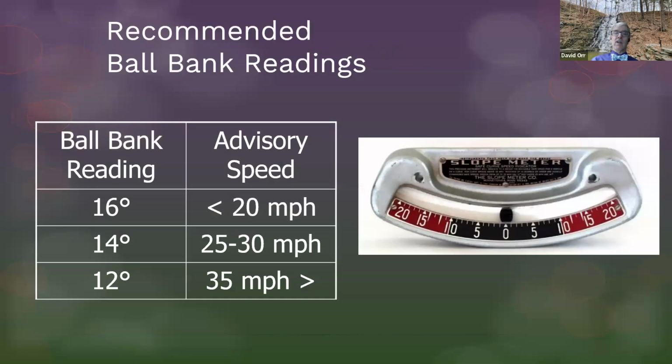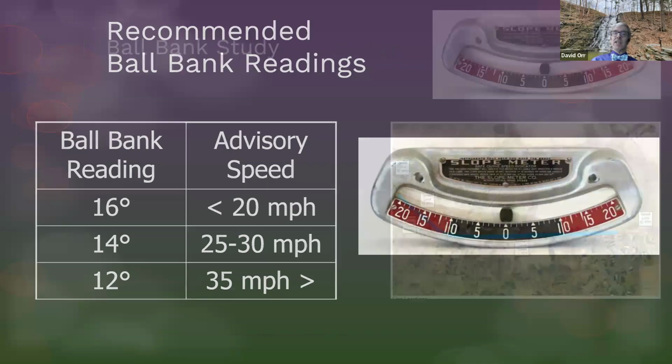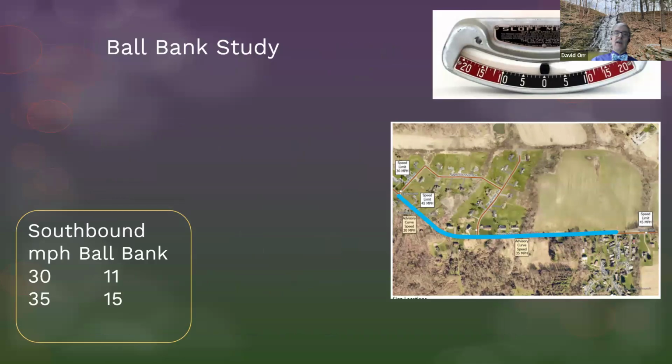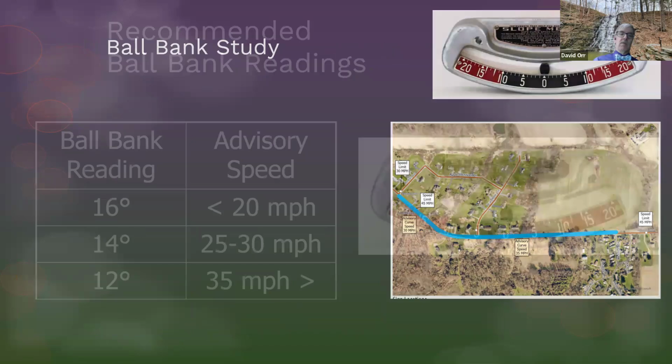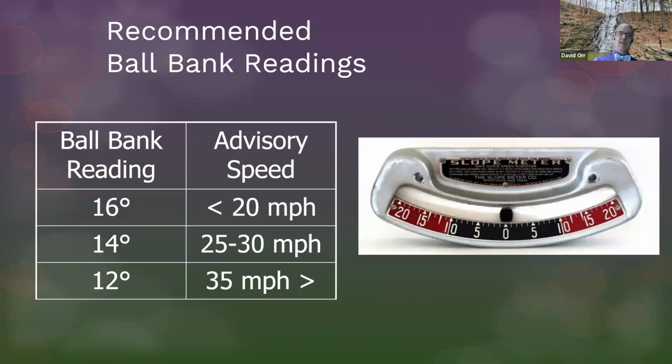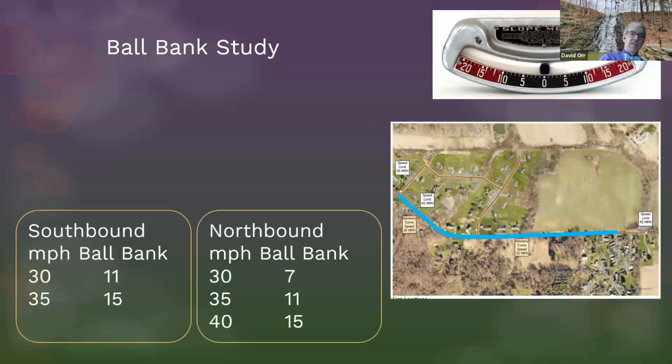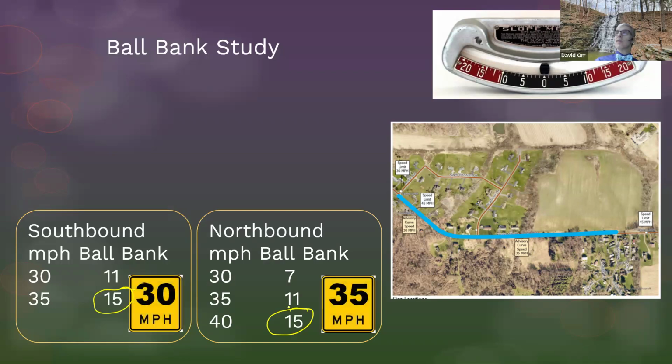Okay. So let's go and look at our recommended readings, remember. So in this particular case, we have our ball bank study, southbound. We did a reading of 11 and 15. Okay. And we know that we can go up at 35 miles an hour to 12. Okay. At 30 miles an hour, we could have gone to 14. So in this case, for the southbound reading, this one's too high. And for the northbound readings, this one's too high. And what you do is you keep going till it's too high. And so guess what? We're going to have 30 and 35 miles an hour.